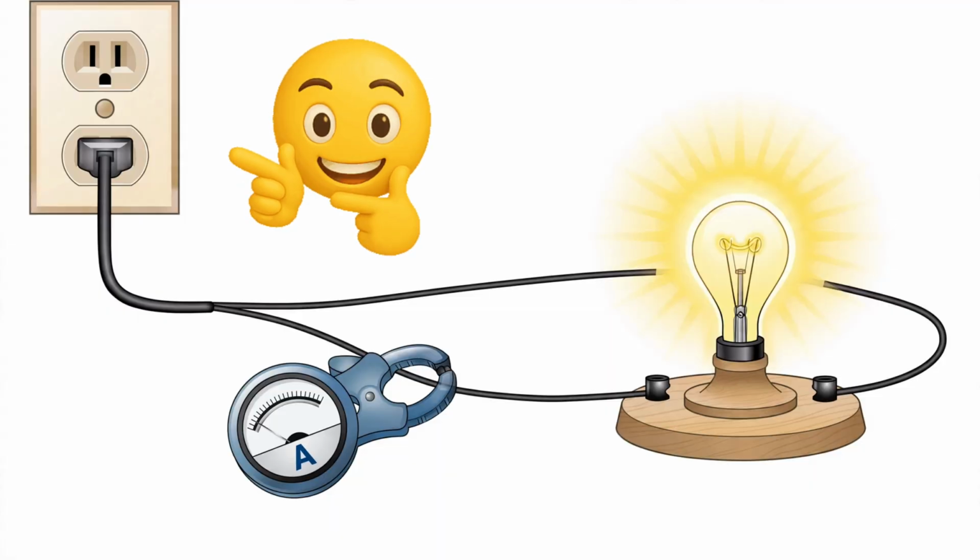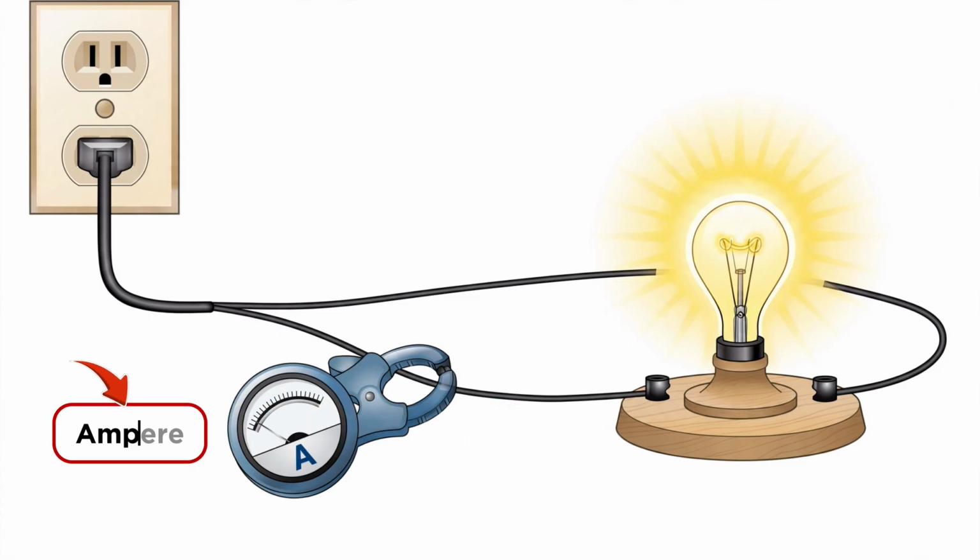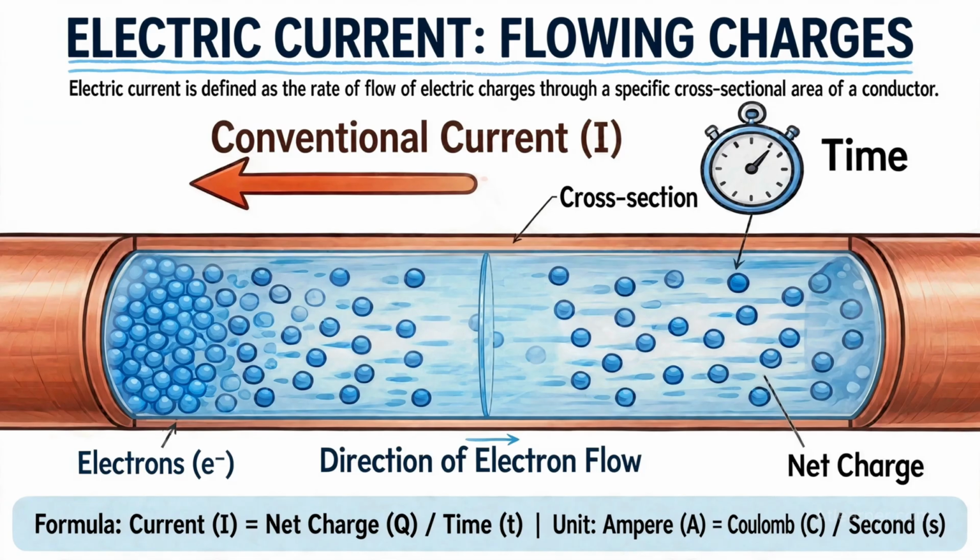Now, let's understand how electric current is measured. The SI unit of electric current is ampere, and it is represented by the symbol A. Current tells us how much electric charge passes through a point in a circuit in a certain amount of time. Mathematically, current can be written as I = Q/T, where I is current, Q is charge, and T is time. 1 ampere means that 1 coulomb of charge passes through a point every second. So the unit of charge is coulomb, while the unit of current is ampere.